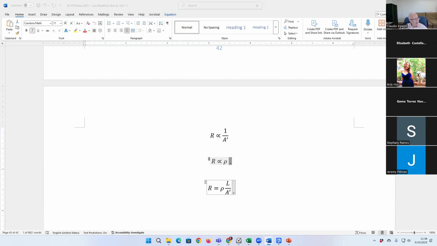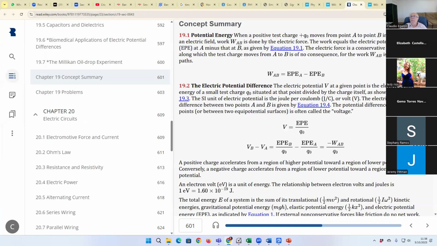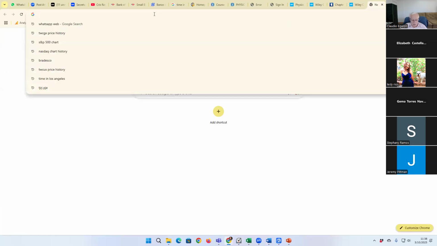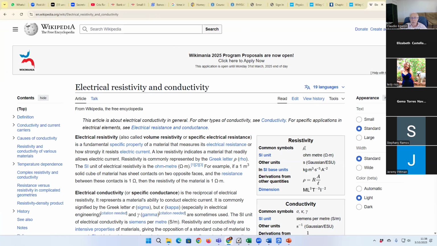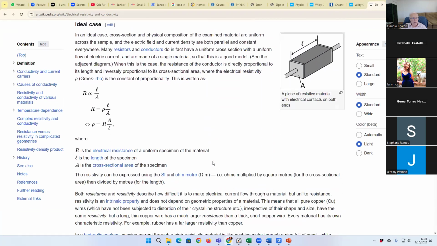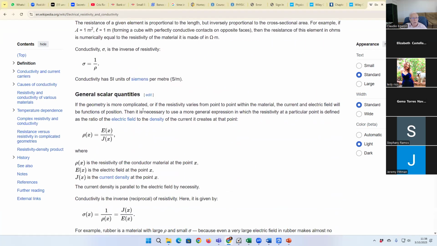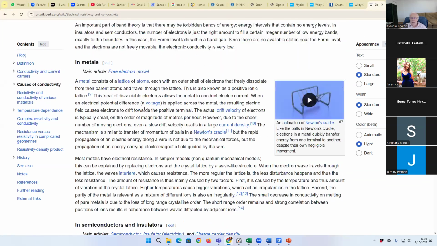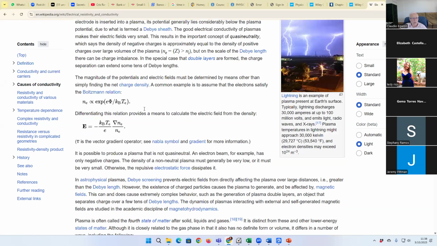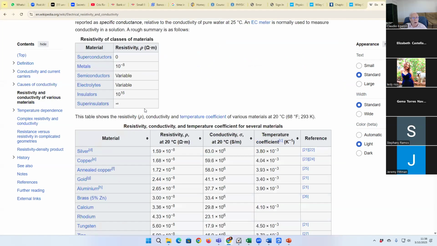We can even take a look at the resistivity of some materials out there. Let's take a look. We have that in Wikipedia. Let's look at some numerical values of the resistivity. Here you go, common symbol rho. The same thing I'm telling you: rho L over A. And we have a table here for resistivity.